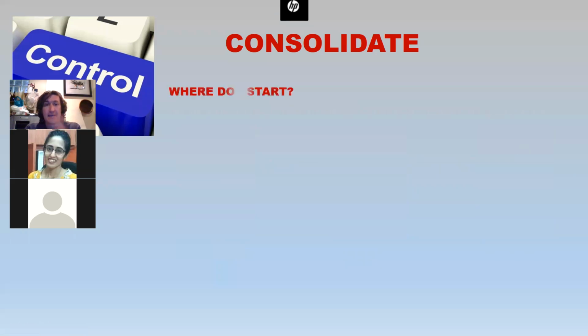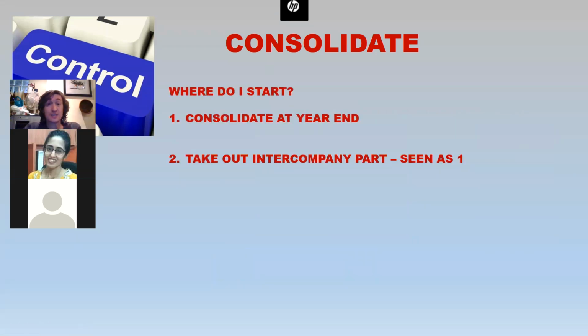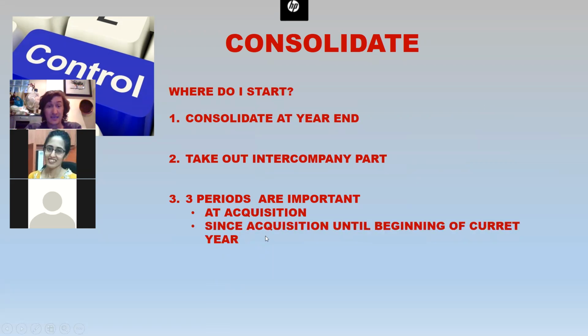Right. And then after that, I need to take out the intercompany part because I'm seen as one. I can't transact with myself, and I need to create non-controlling interest. So I take out intercompany transactions and create the part that's not mine. And there's 3 periods, which is important: at acquisition date, since acquisition up until the beginning of the year, and the current year.